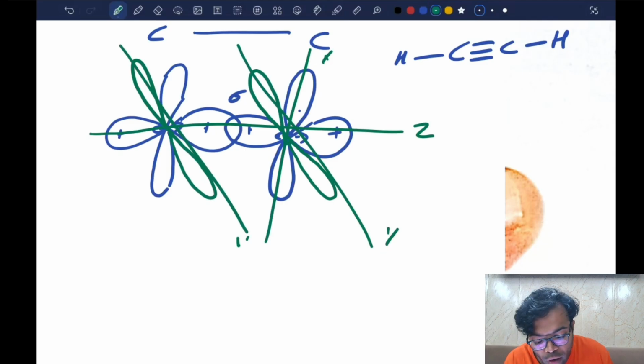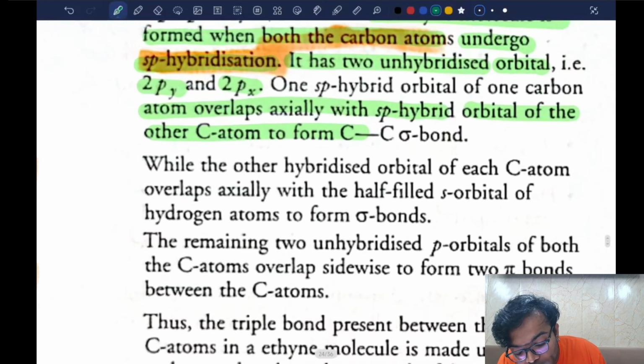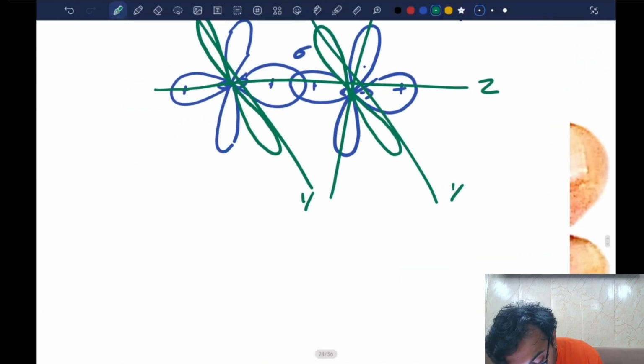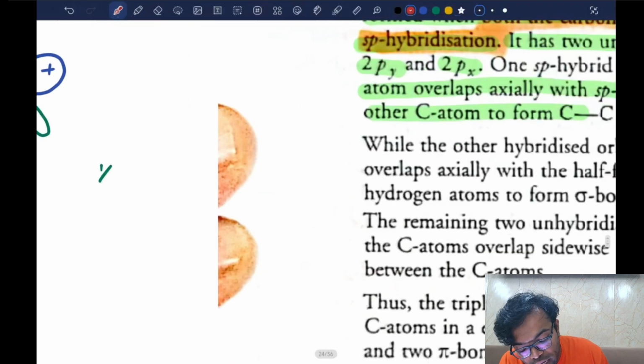Okay, now what is going to happen here? One sp hybrid orbital of one carbon atom overlaps axially with the sp hybrid orbital of another carbon atom to form a carbon-carbon sigma bond. So you have officially formed your carbon-carbon sigma bond. Yeah. So this is where you are forming your carbon-carbon sigma bond. Okay, next, what is going to happen?